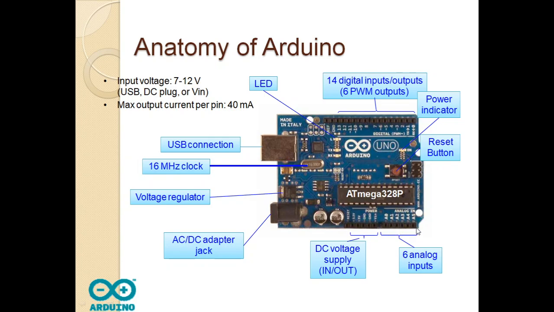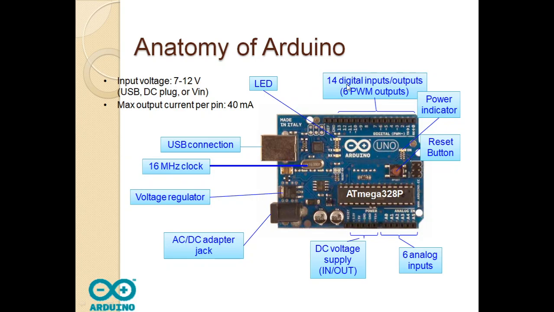We have A0 to A5. These are the analog pins available on Arduino. Then there is one reset button. In case you want to start the program right from the start, while it's running on the robot, you can press the reset button and it will start from the very first line that you would have written in the code. Then we have the power indicator LED, which is this one.